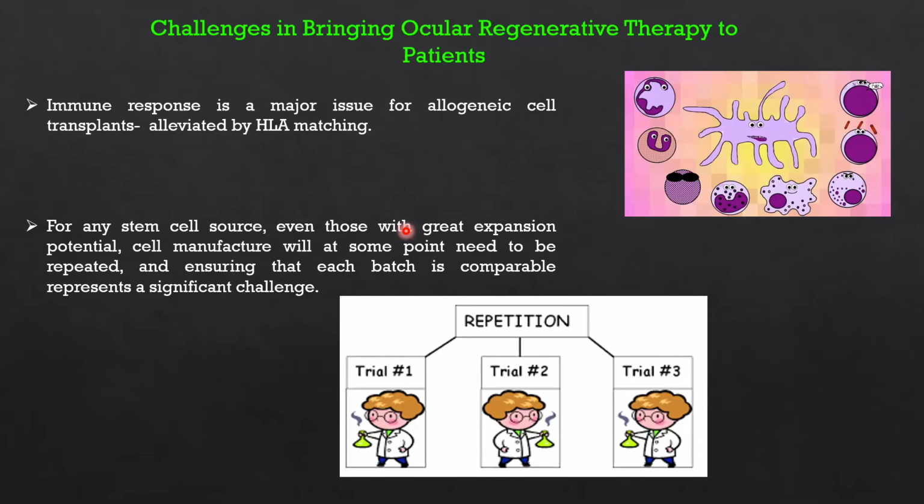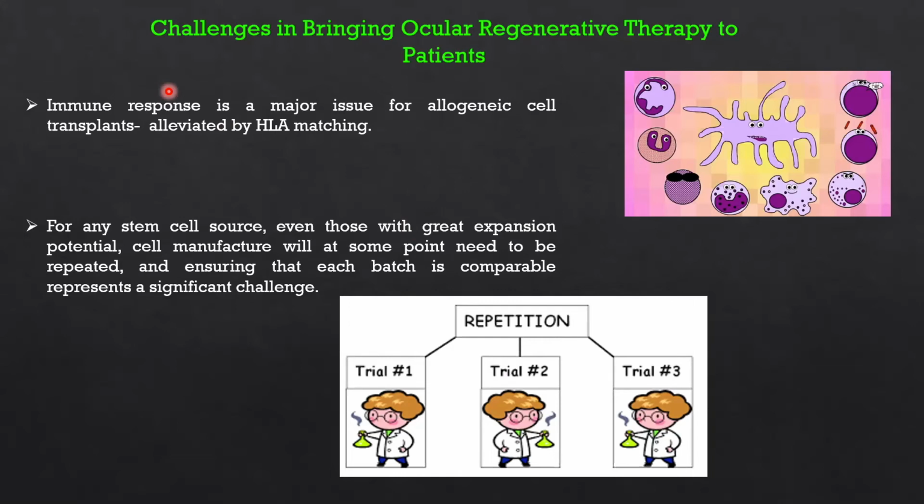This issue can be alleviated by HLA typing. There are certain companies trying to match the HLA between the donor and the recipient in case of allogenic transplants. So this is one issue. HLA matching has to be done so the graft can be easily accepted by the recipient.